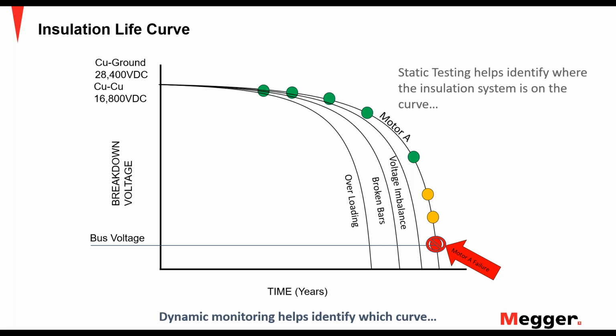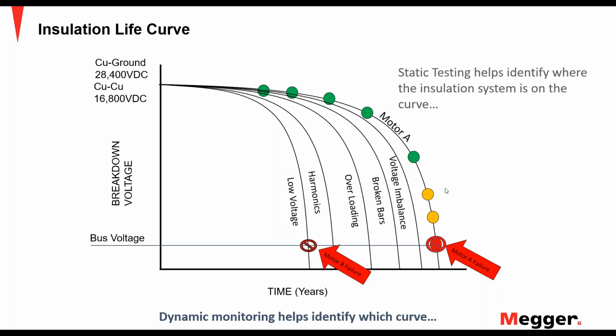So dynamic monitoring helps us identify which of these curves it's on. If we're getting warnings and cautions about overloading, then we know that motor is on a shortened curve, and at that point we can stop overloading it, put it back at a normal load, and we've short circuited this. We've actually moved that motor back over to its intended path. Other things, harmonics, low voltage, are all things that dynamic testing will identify. So dynamic monitoring helps us to define which curve.